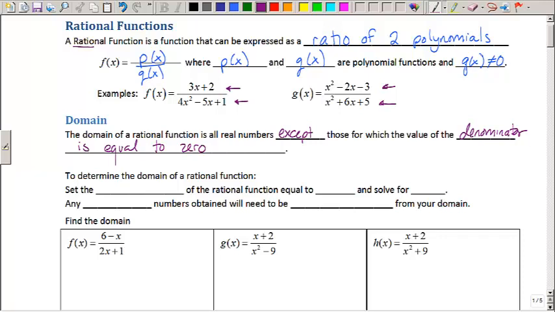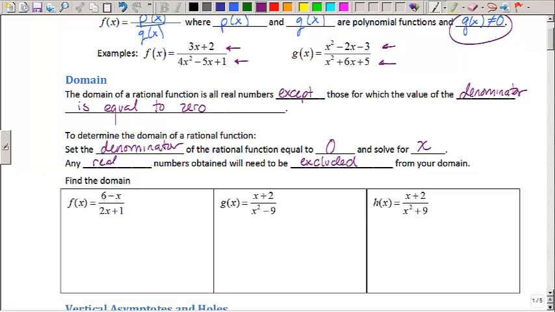We said earlier that q of x, the whole function, couldn't be 0, but in the polynomial in the denominator, there may be some places where, when you plug in an x value or a domain value, you'll get out a 0. And in those cases, the function won't be defined, and so we have to exclude that from the domain. To determine the domain of a rational function, I want you to set the denominator of the rational function equal to 0 and solve for x. Any real number obtained will need to be excluded from your domain. So let's go ahead and practice this.